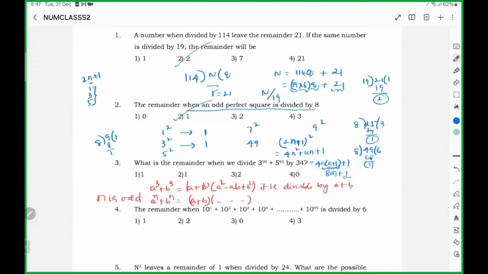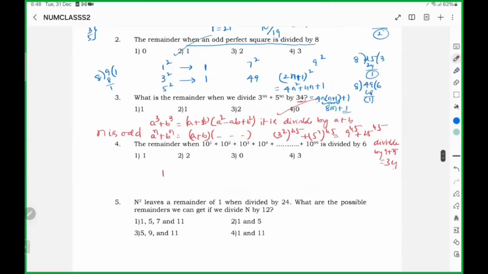Here, 3 power 90 plus 5 power 90, I can write as 3 square power 45 plus 5 square power 45, which is 9 power 45 plus 25 power 45. So here 45 is an odd number, which is definitely divisible by 9 plus 25, which is 34. All right. When you divide by 34, the remainder is obviously 0.